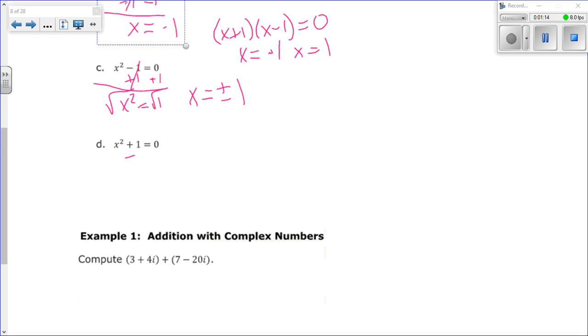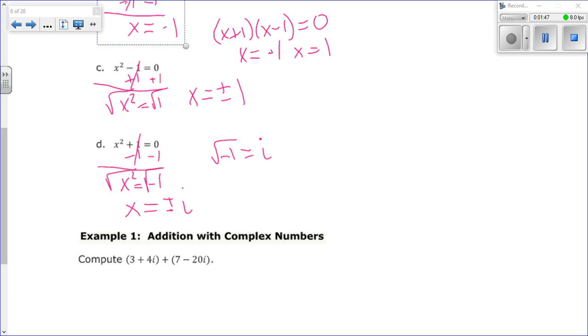For b, subtract 1, x squared equals -1. And up to this point, you've been told that if you get that, there's nothing you can do, there's no real solution, and you're done. But that's not the case. We can still take the square root of both sides, and we will still get an answer. In this case, we'll get plus or minus i, because the square root of -1 is equal to i.